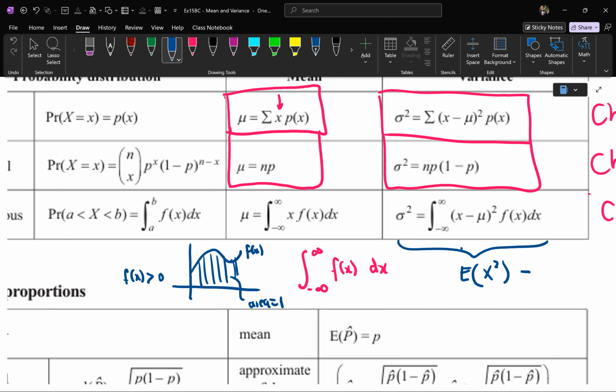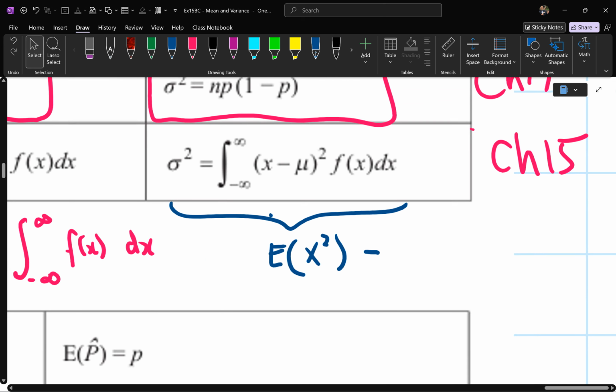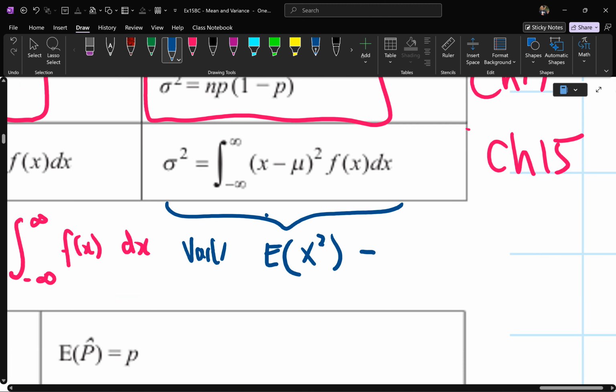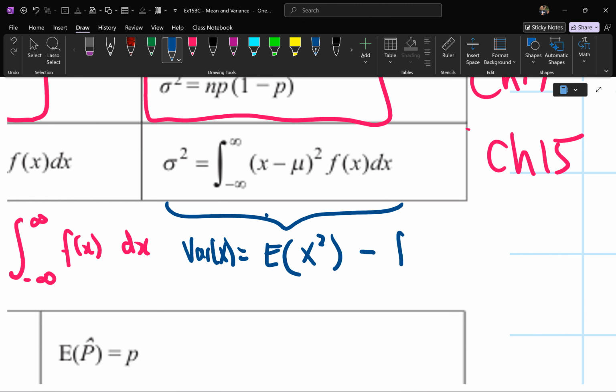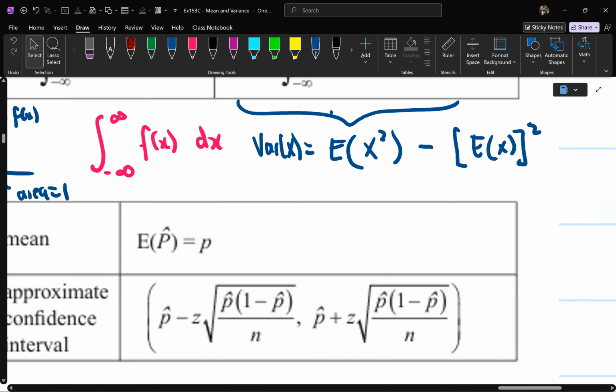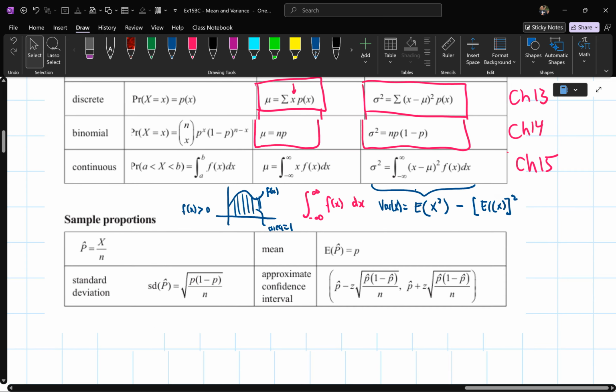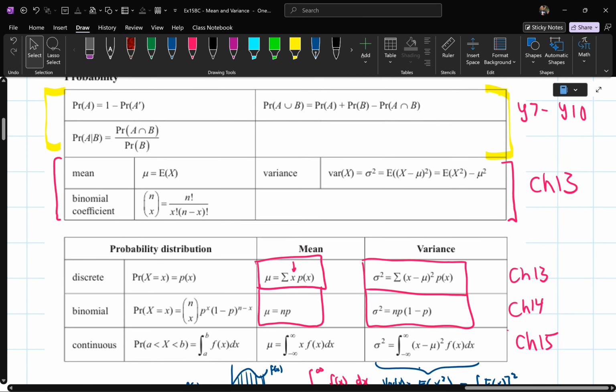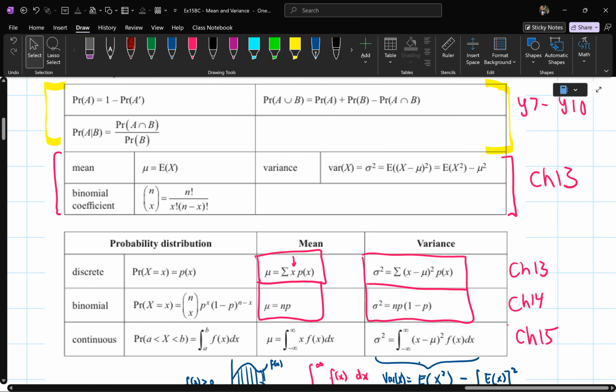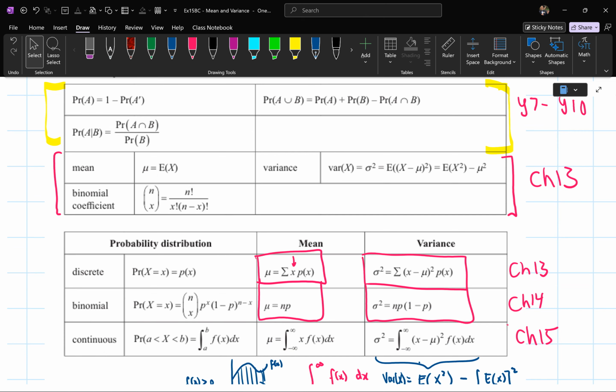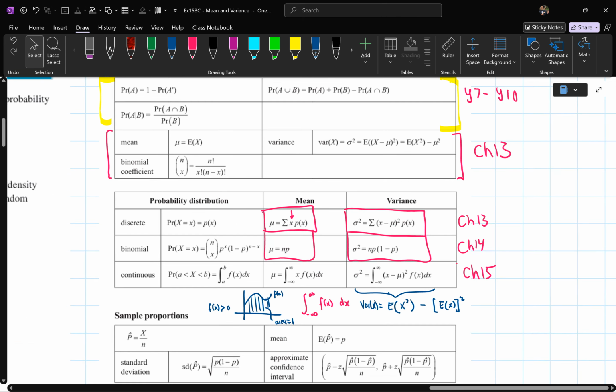What's the computational rule again? Anyone remember? For the variance. E of x squared, take away. Very good. The whole thing, E of x all squared. If you didn't know, it's in the formula as well. They usually give it to you somewhere. Did they give it to you? Yes, up here. Okay, so E of x squared minus the mean squared is the computational rule for variance.